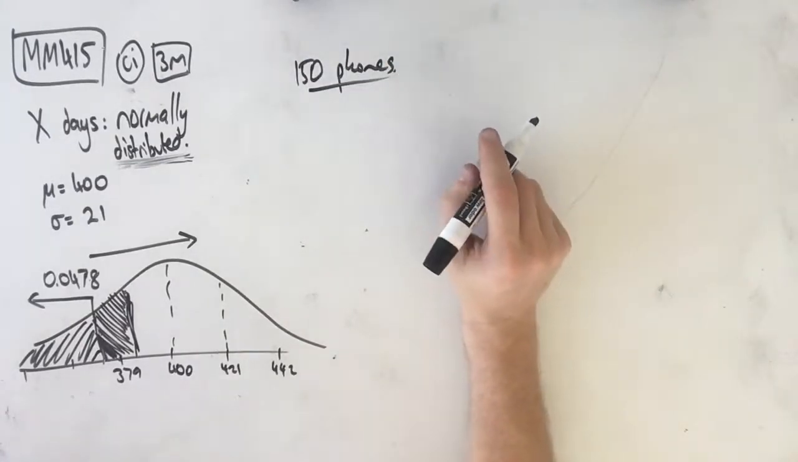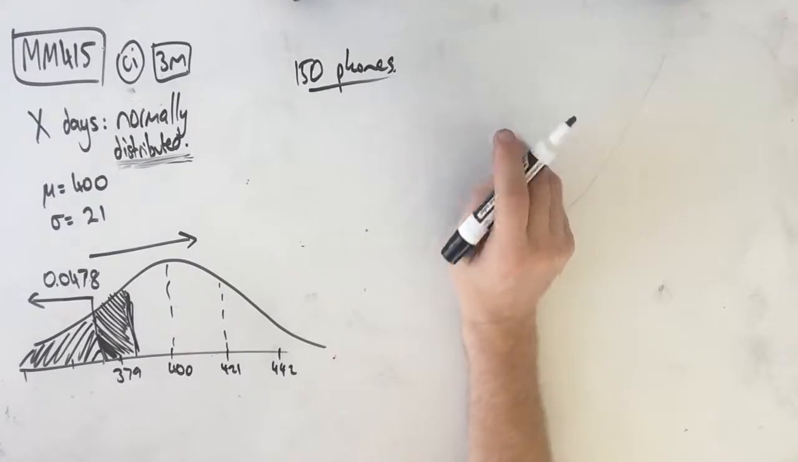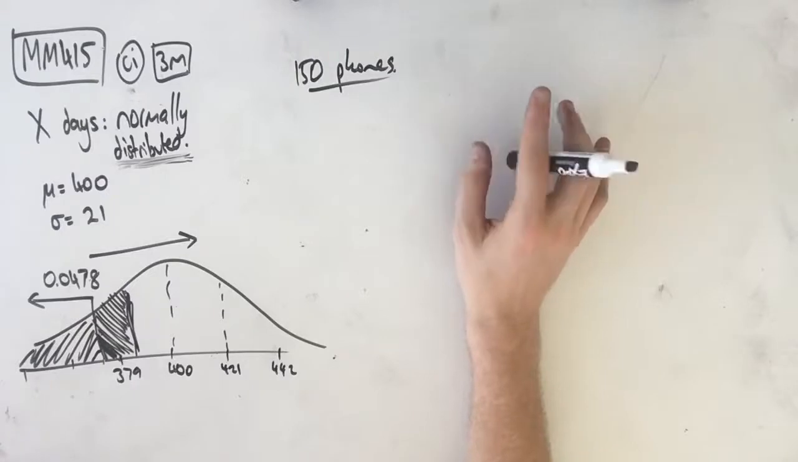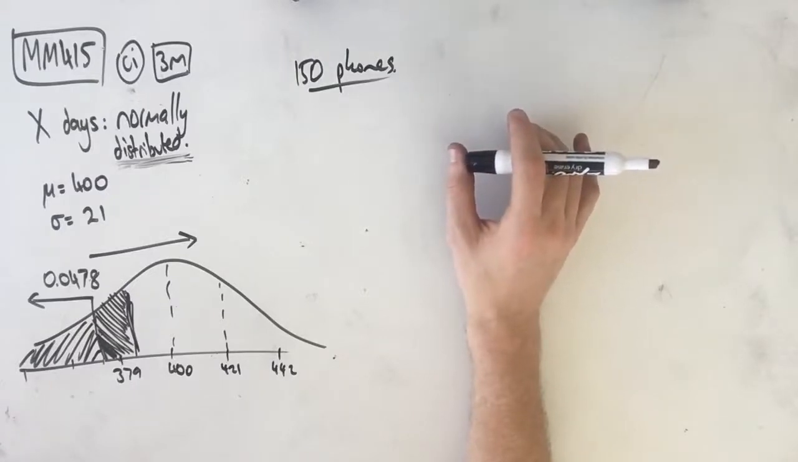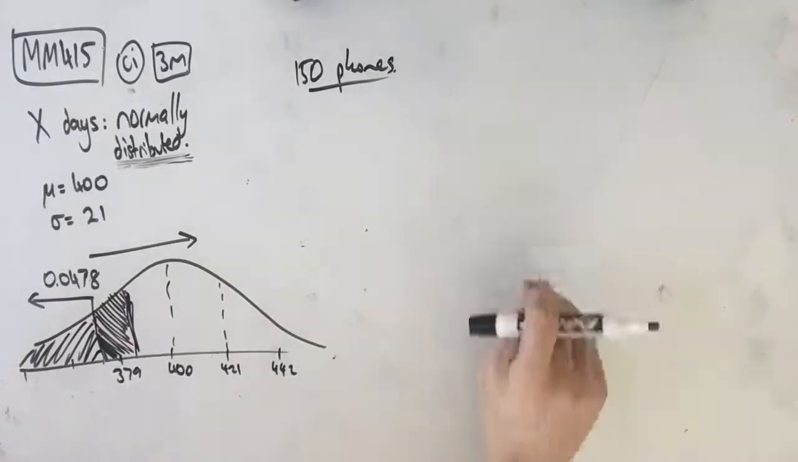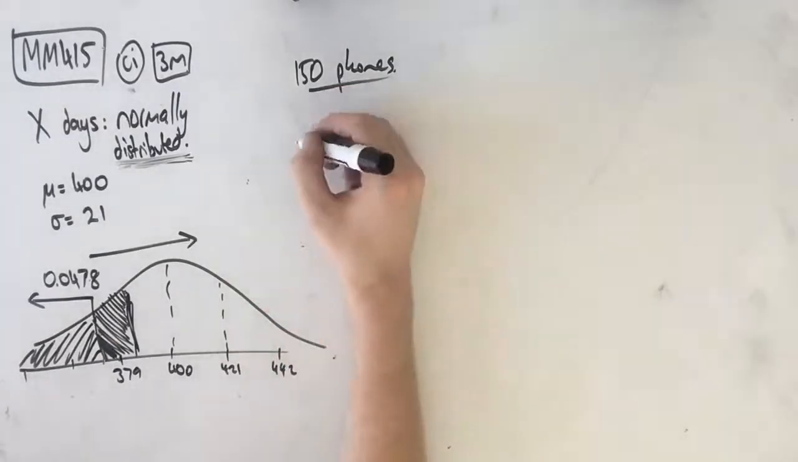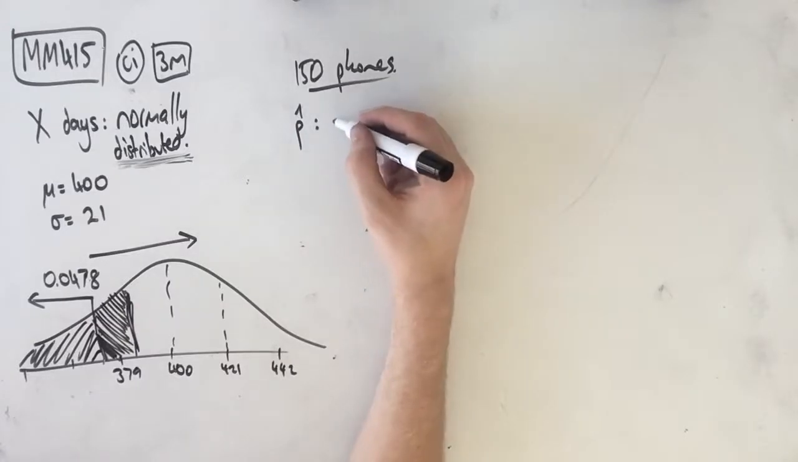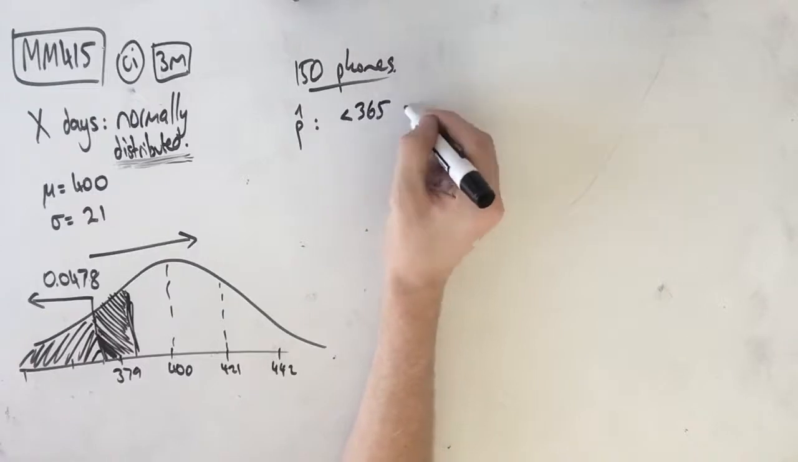For samples of this size from the population of ePhones with mean lifespan 400 days and standard deviation 21 days, p hat is the random variable of the distribution of the sample proportion of ePhones with a lifespan of less than 365 days. Okay, so there's a lot going on there, but the biggest thing to recognize is that our p hat is our proportion of phones that last less than 365 days. That's what I would get from that.